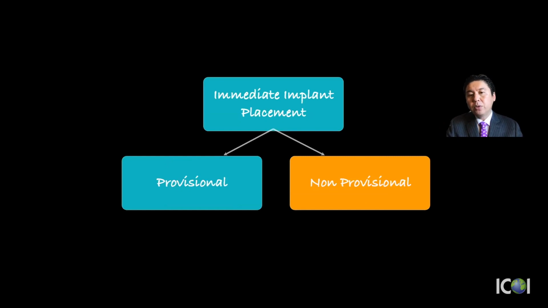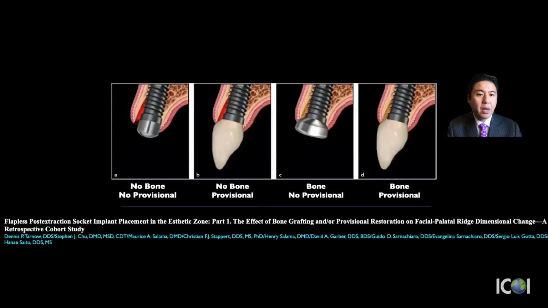And also, when you do immediate implant placement, you can do a provisional or no provisional. If you can achieve good initial stability, you can put the provisional on the same day, on the day of the surgery. But if you don't have much confidence in the initial stabilization, or the patient has a bruxing habit or something, you don't put a provisional.